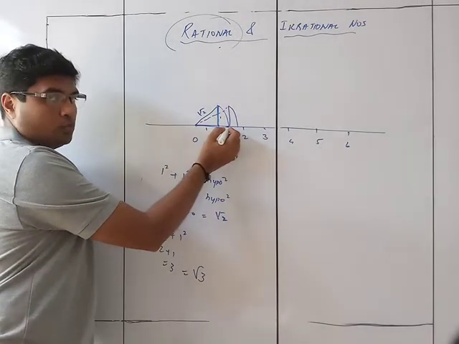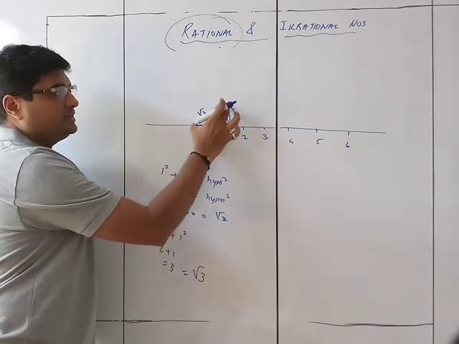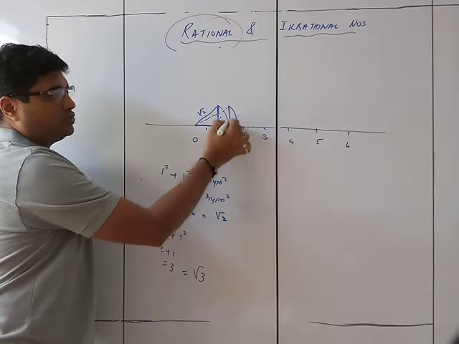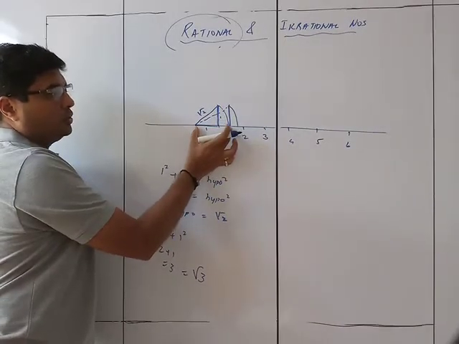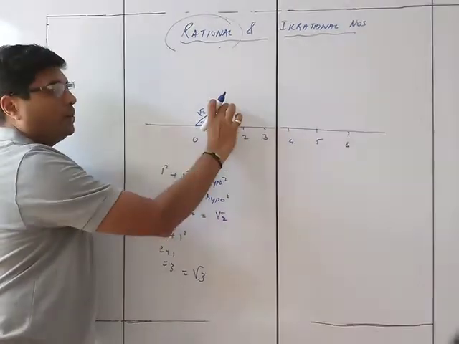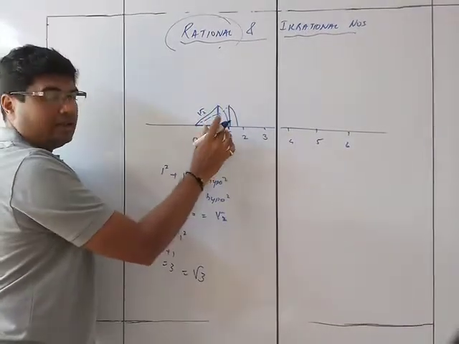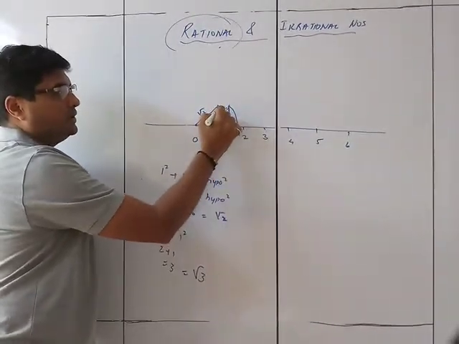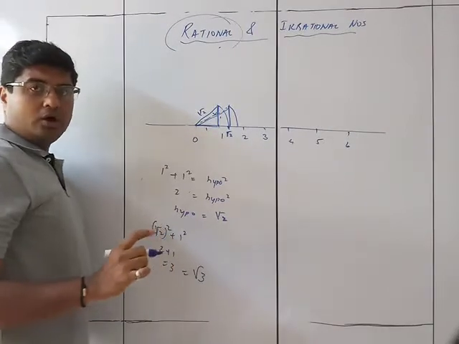This distance is root 2. We already marked that. This distance over here is 1 centimeter. So root 2 squared is 2, 1 squared is 1, 2 plus 1 is 3. So the square root will be, this is root 3. Understood how to draw this part?